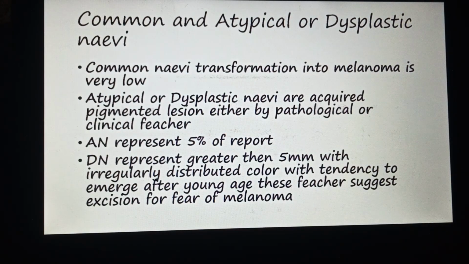Common and atypical or dysplastic nevus. These are actually types of nevus. Common nevi transformation into melanoma is very low. Atypical or dysplastic nevi are acquired pigmented lesions defined by pathological or clinical features. A typical nevus represents only 5% of reports of melanoma, while dysplastic nevus is greater than 5 mm with irregularly distributed color, with a tendency to emerge after young age. These features suggest excision for fear of melanoma.